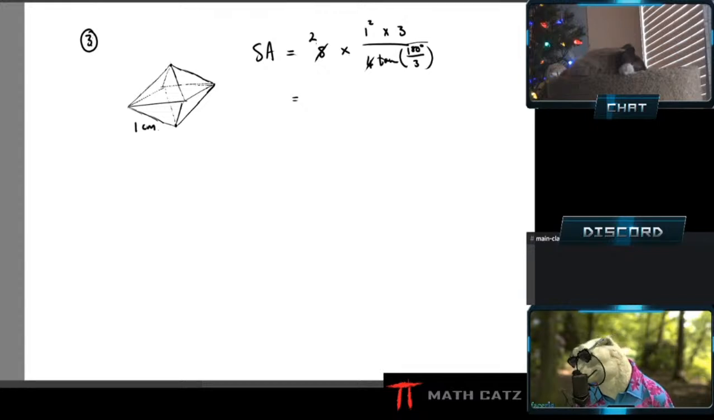Maybe. Let's do it. 2 times 3 divided by 10 in degrees, 180 divided by 3. Close my bracket. That looks pretty good. Go. 3.4641 square centimeters.